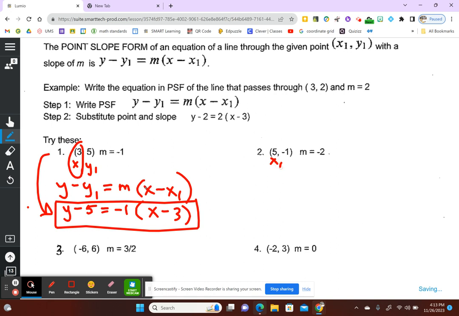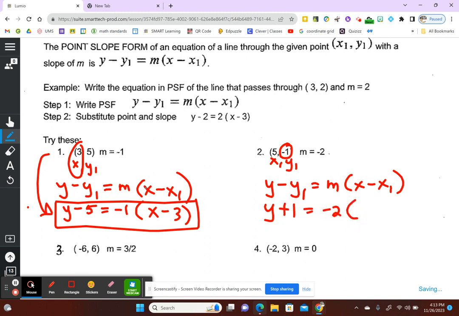I label this x sub 1, y sub 1. I write y minus y sub 1 equals m times x minus x sub 1. I say y minus negative 1 becomes y plus 1 equals negative 2, and then x minus 5.